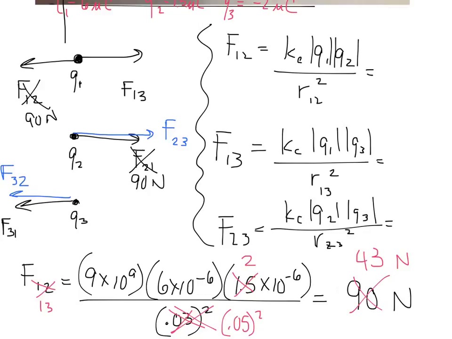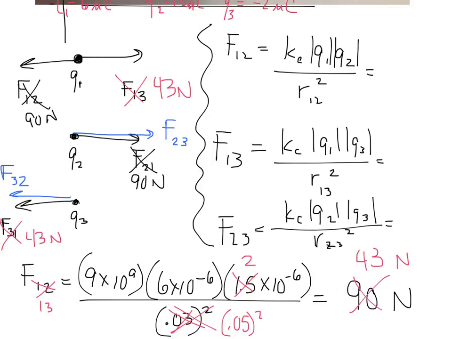All right, last. Let's draw in for F13 there. Let's cross this off. Put 43 newtons here. Let's do the last one in green, guys.